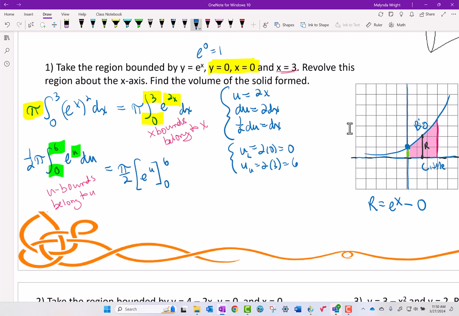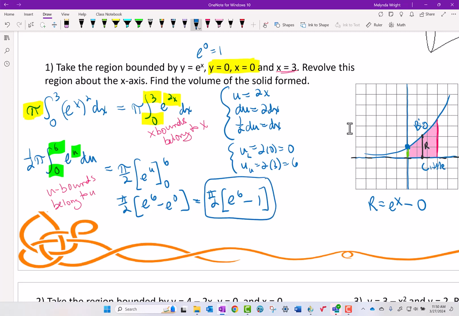Where did this 1/2 come from? It came from here, right? We can't forget that part. Okay, so now we've got pi over 2 times e to the 6 minus e to the 0, which is pi over 2 times e to the 6. What is e to the 0? It's 1, and we need to definitely know that. And then that's my volume.